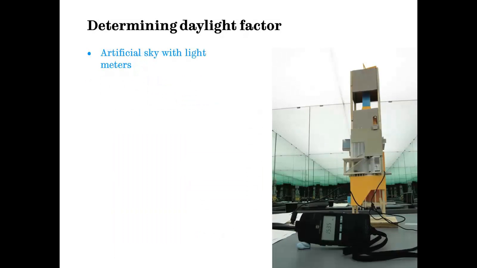Nowadays, we can use the artificial sky, which I will demonstrate to you this afternoon. And the artificial sky, it's quite a simple piece of equipment. It simulates a UK sky. And then when you take a model into that environment, you can therefore take readings which are very similar to the real readings you would get outside.